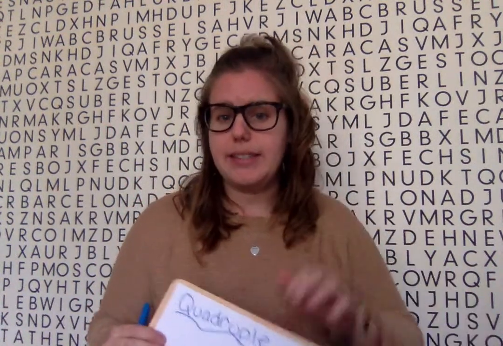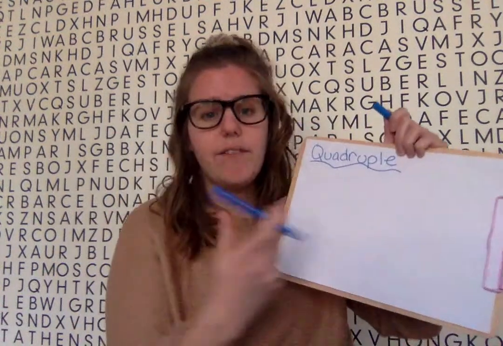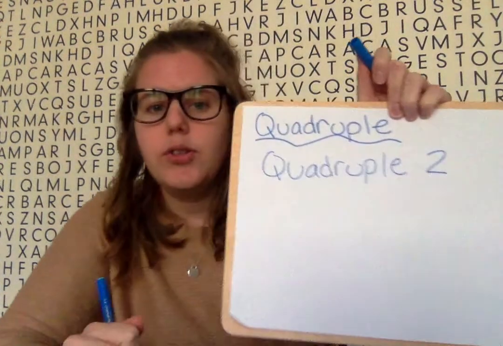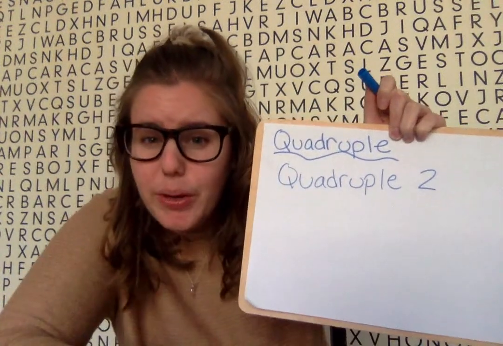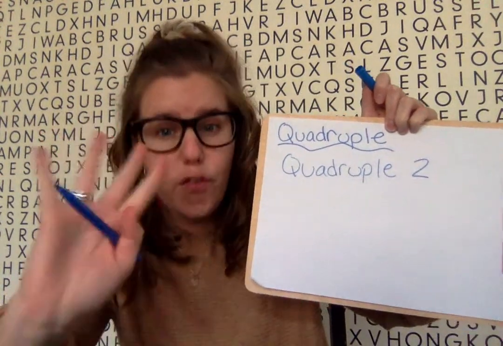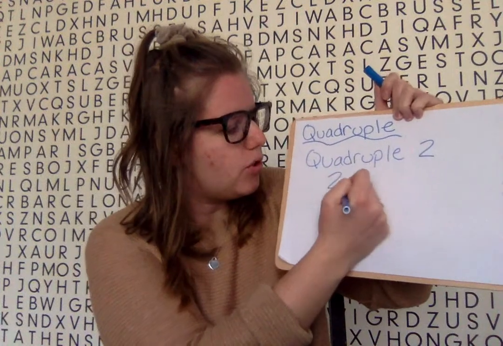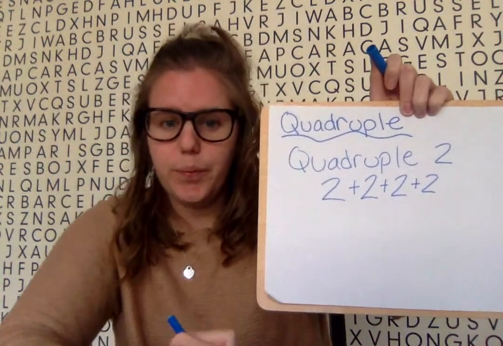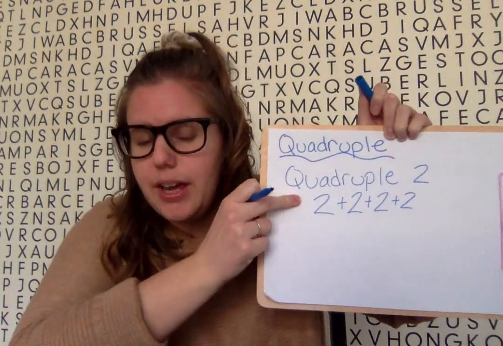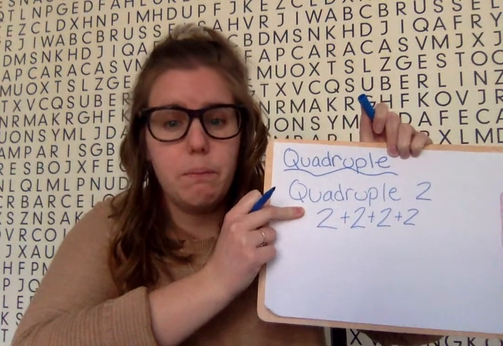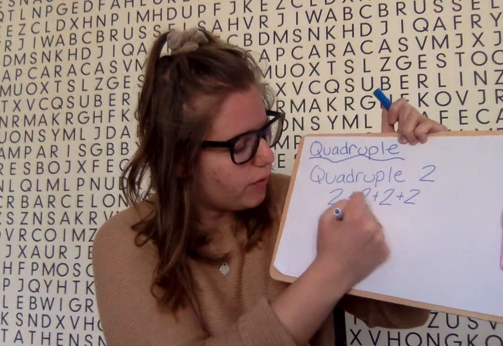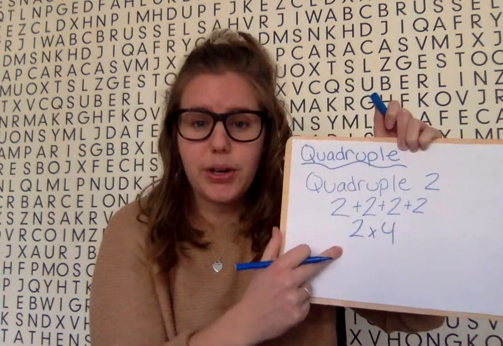So let's keep practicing. This time I'm going to have quadruple 2. So quadruple 2 means I'm going to have to add 2 together 4 times. So let's see. 2 plus 2 plus 2 plus 2. So that's how we could write it in addition. How do you think we could write it in multiplication? If you said 2 times 4, you are absolutely correct.